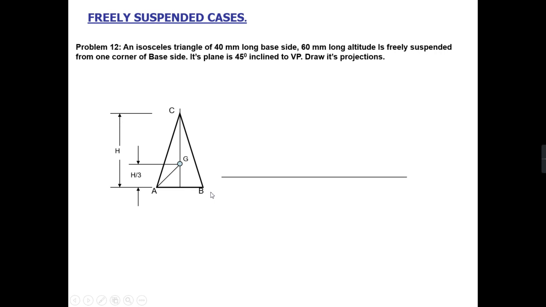So first of all, I mark the AG. Then I know the position of the point C and point B from the A. And also I know the angle. So using that, I can mark the points B and C. This will be your final position after suspending the triangle from one of its corners. Right? After that, I will get a straight line in the top view.